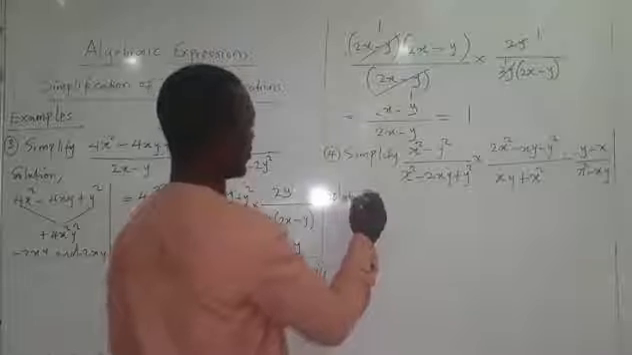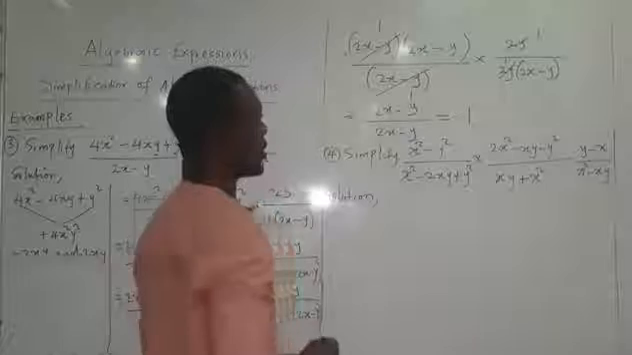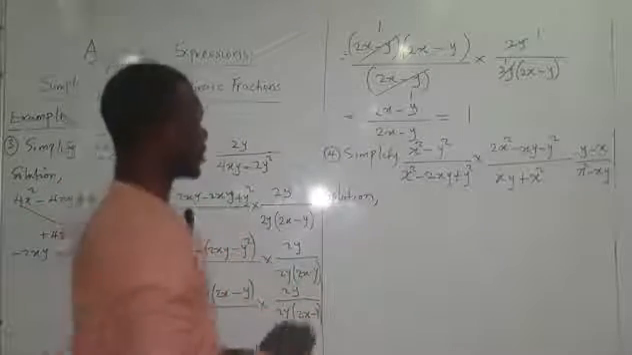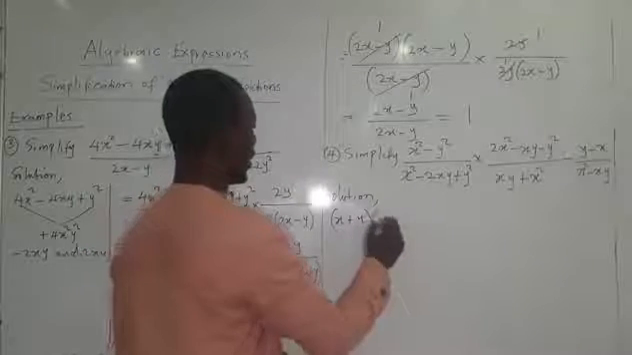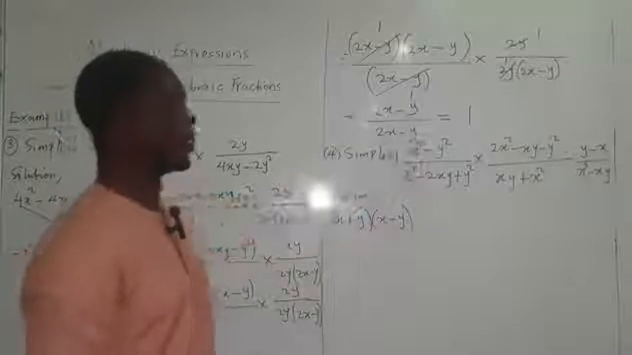So solution. For the first one, we have x squared minus y squared. So x squared minus y squared is difference of two squares. So we are going to have x plus y, x minus y. So that's the simplification of x squared minus y squared.